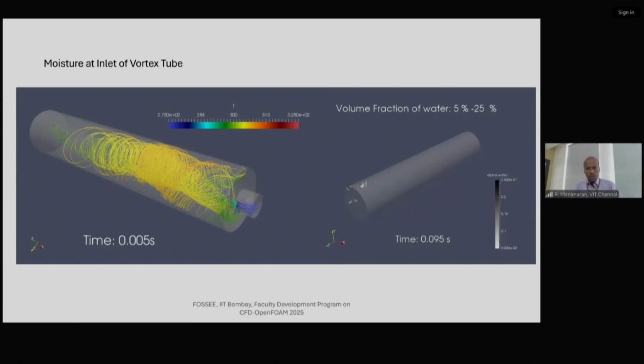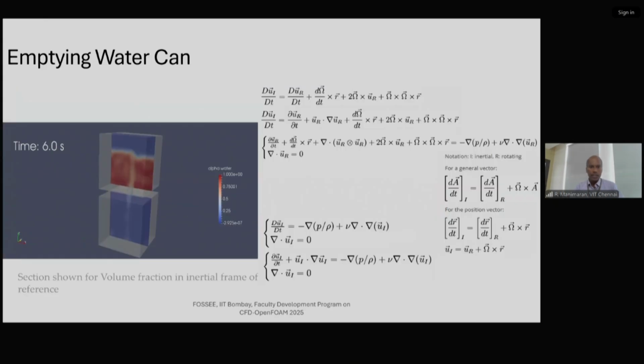Okay, so this can easily be explored in the compressibleInterFoam solver. The next application we have here is a typical problem which you would have studied or seen: a water can emptying, and you know that bubbles are rising up. Here we have a top can, with the water emptying into the bottom can. So water is slowly rising in the bottom.